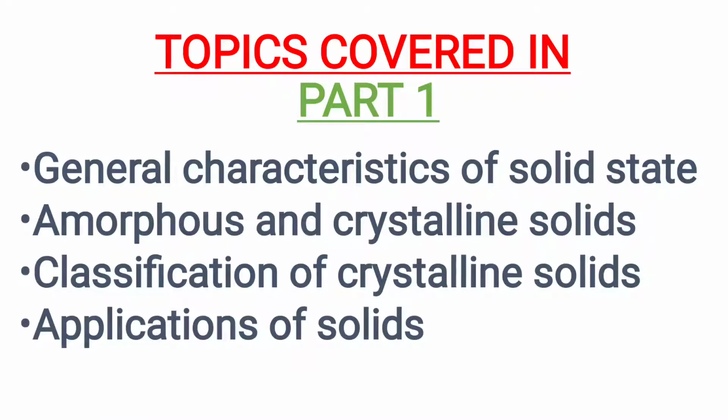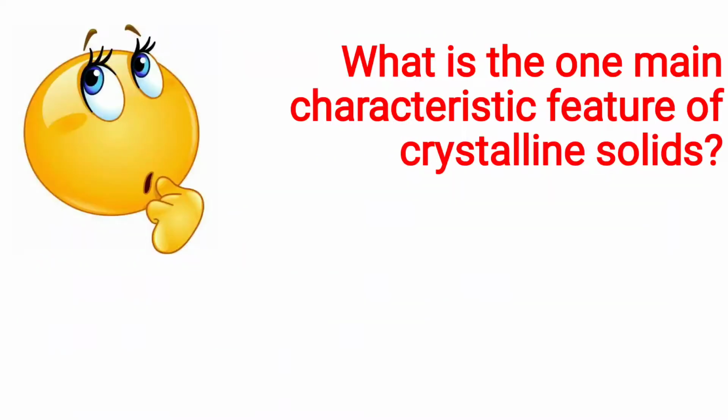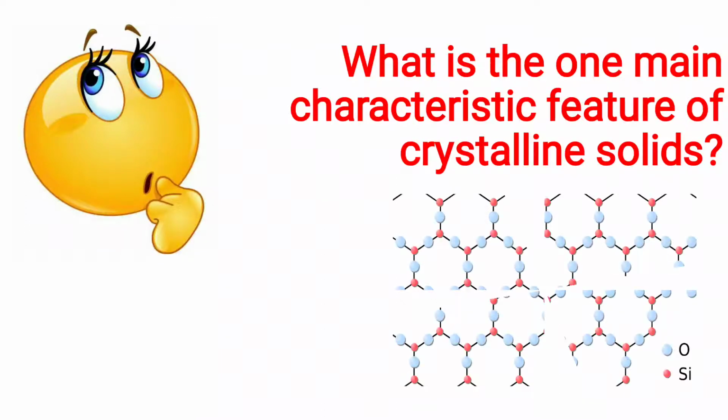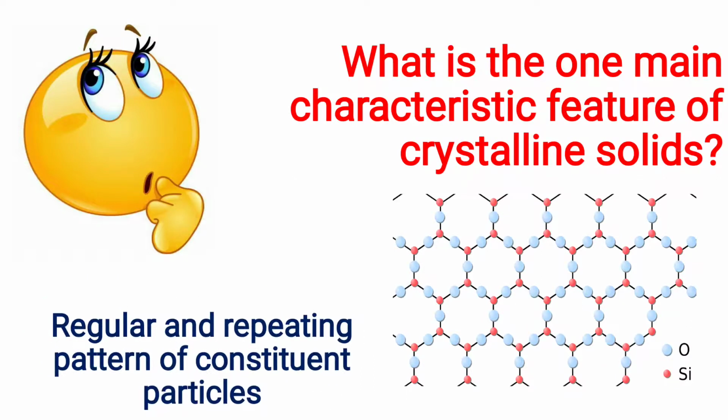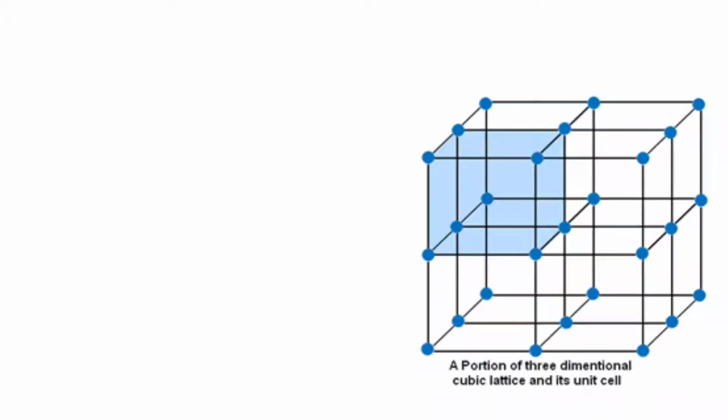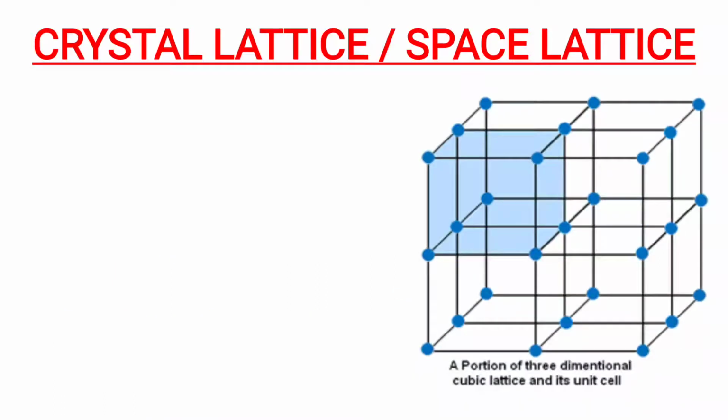Now, having said about crystalline solids, what is that one important characteristic feature of crystalline solid you can think of? This picture of a crystalline solid shows a disciplined arrangement of constituent particles. It is this regular and repeating pattern of constituent particles which is an important feature that makes any solid crystalline in nature. To begin with, let's see what is a crystal lattice or a space lattice, which means the same.